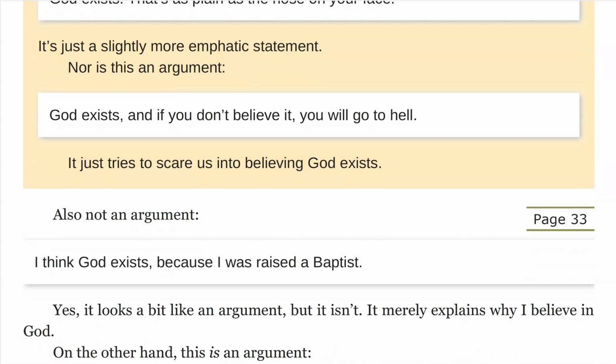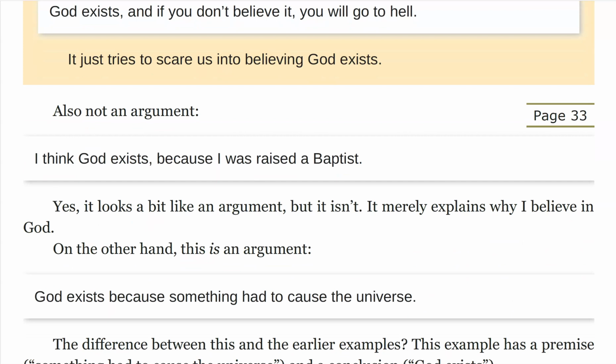This is also not an argument. I think God exists because I was raised a Baptist. So we have an explanation here, right? And the textbook recognizes this. Yes, it looks a bit like an argument, but it isn't. It merely explains why I believe in God, right? Because I was raised as a Baptist. That explanation is not a premise.